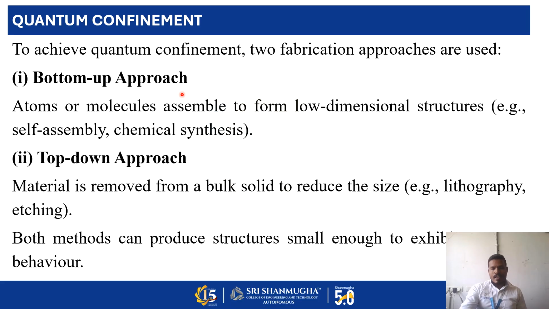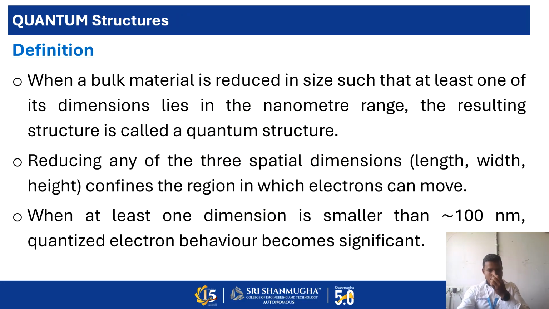The next slide is on quantum confinement. There are two fabrication approaches to classify it: one is the bottom-up approach and the other is the top-down approach. The bottom-up approach is where atoms or molecules assemble to form low-dimensional structures. Examples are self-assembly and chemical synthesis. In the top-down approach, material is removed from the bulk solid to reduce the size. Examples are lithography and etching. Both methods can produce structures small enough to exhibit quantum behaviors.